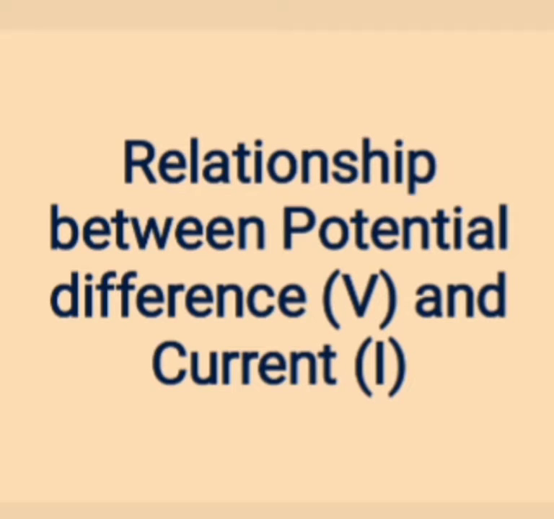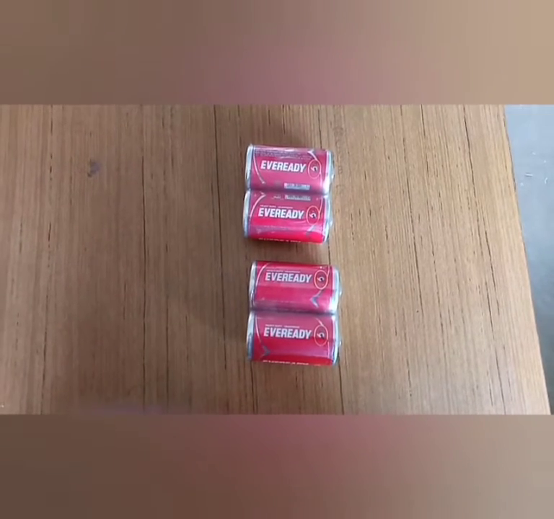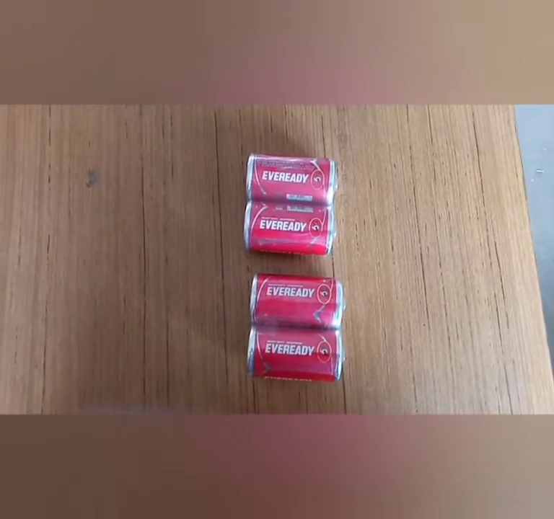Is there a relationship between the potential difference across a conductor and the current through it? Let us explore with an activity. Activity 12.1, page number 97. Materials required: 4 cells of 1.5 volt each.